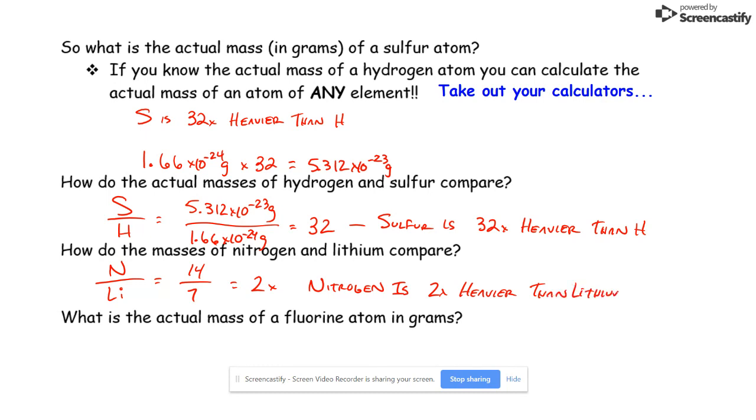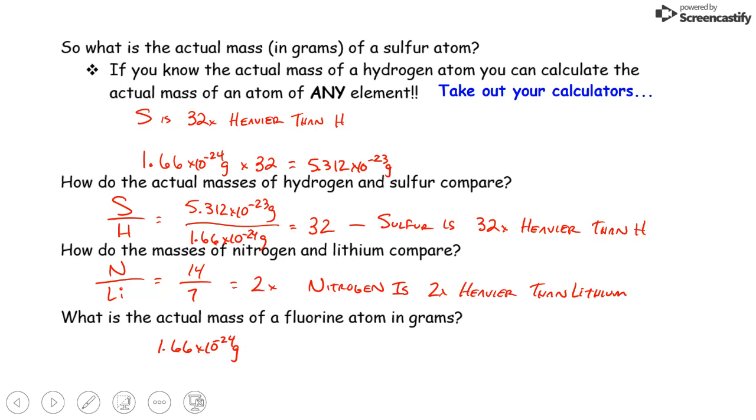And then finally, this brings up our last example. What is the actual mass of a fluorine atom in grams? And so remember, the mass of a single hydrogen atom is 1.66 times 10 to the negative 24th grams. Now, when we look at the periodic table, it's actually 18.99, and we're going to just round that to 19. And so we're going to say 19 times our 1.66 times 10 to the negative 24th.